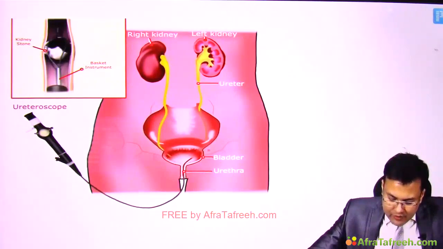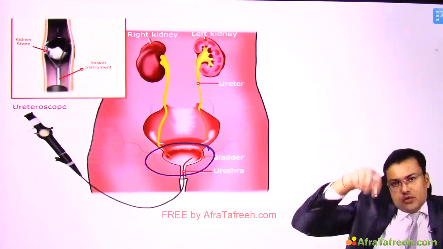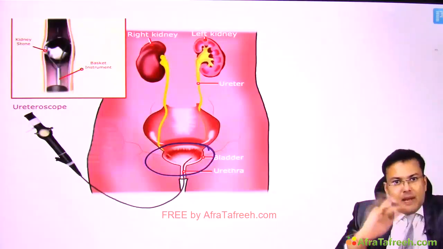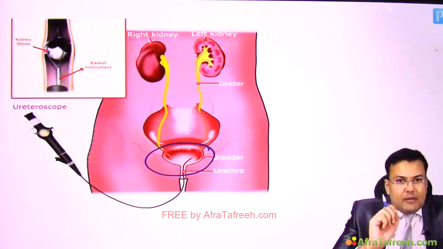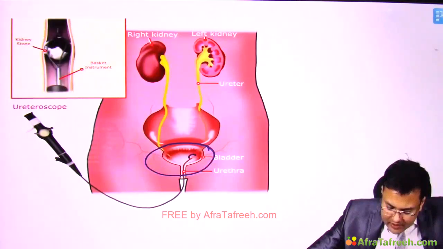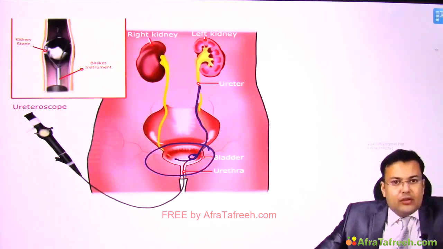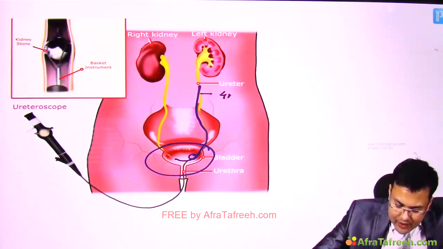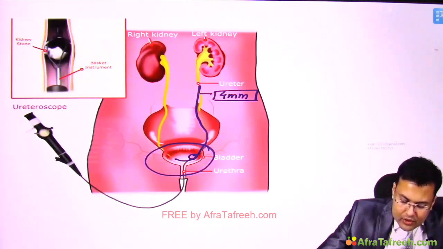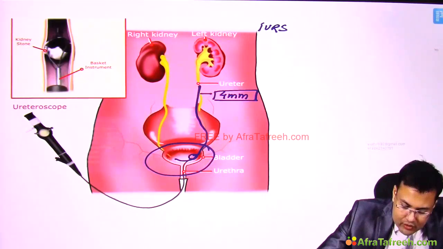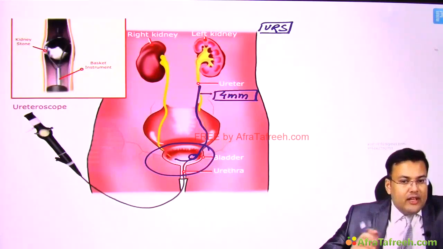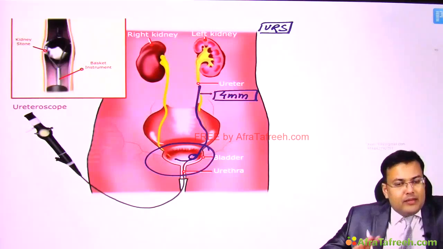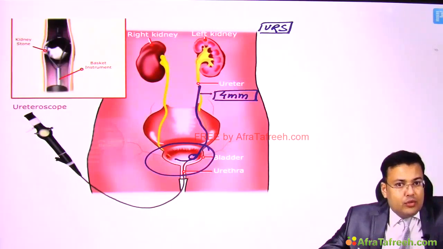Okay, and how we perform ureteroscopy? First of all, we have to perform the cystoscopy. So you have to go inside the bladder and perform the visualization of bladder. Cystoscopy. After performing cystoscopy, you have to insert one scope into the ureter and you perform the visualization, that is ureteroscopy. Right? Now, what is the internal diameter of ureter? 4 mm. So here we are performing URS, that's also known as ureteroscopy. The internal diameter of ureter is 4 mm. It means what should be the diameter of ureteroscope used? Obviously less than 4 mm, means 3 mm.